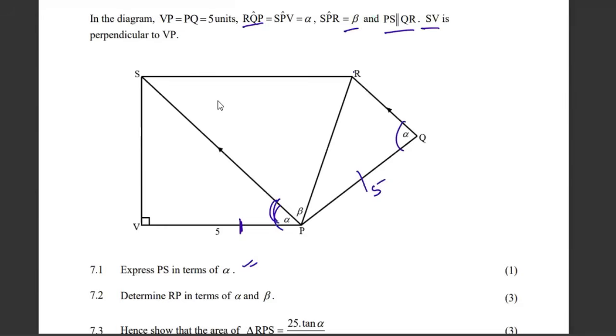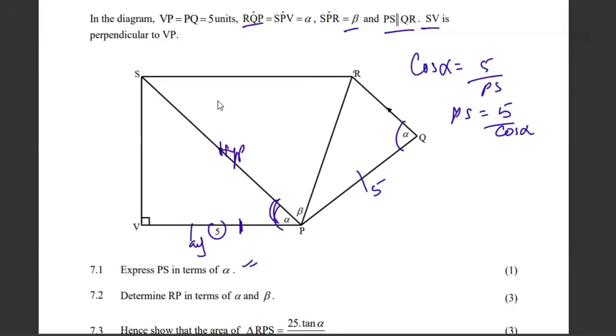So if this is the adjacent, this is the hypotenuse, we're going to use cos. So we're going to say cos of alpha is 5 over PS. So PS must be 5 over cos alpha. So that is 7.1. And then determine RP, this one, in terms of alpha and beta.